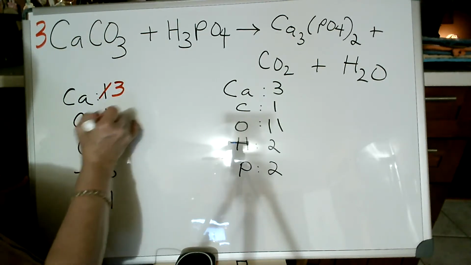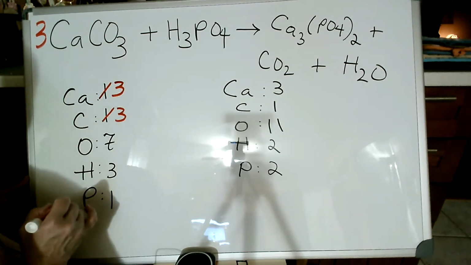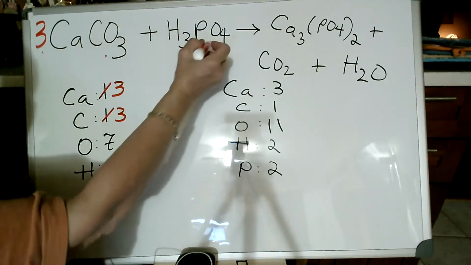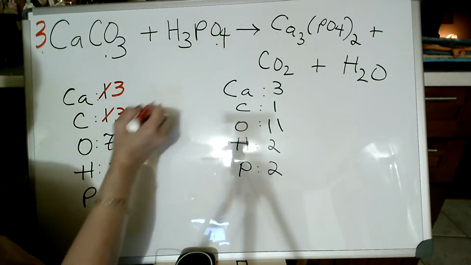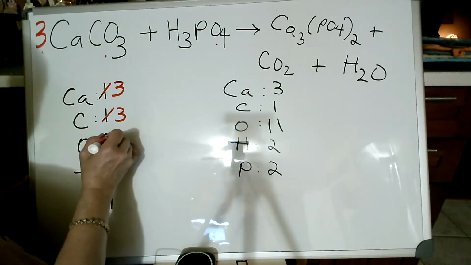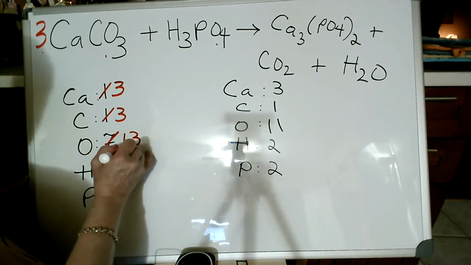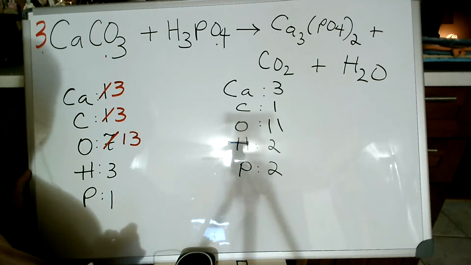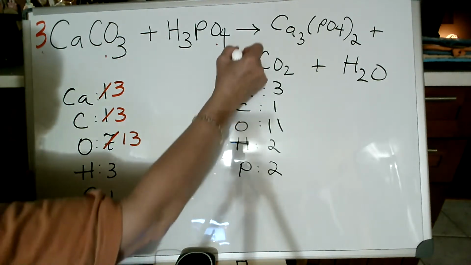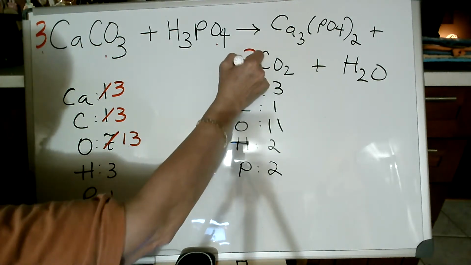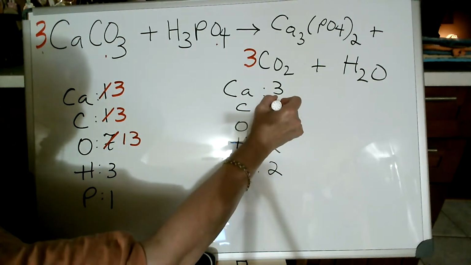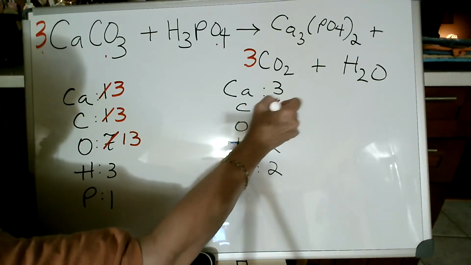Carbon, 3. Oxygen, got to be careful. 3 times 3 is 9, and 4. 9 and 4 is 13. Okay, moving along. Carbon. Well, carbon's 1. This is 3. Let's make this 3 as well. If we make a 3 in front of a carbon dioxide molecule, that's going to change how many carbons we have. 3.